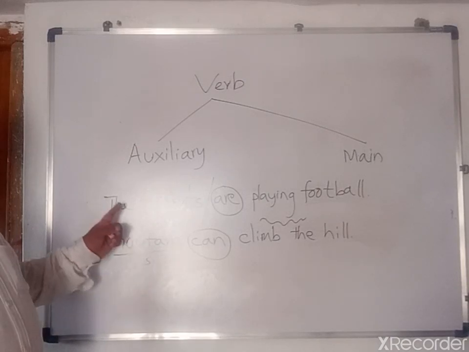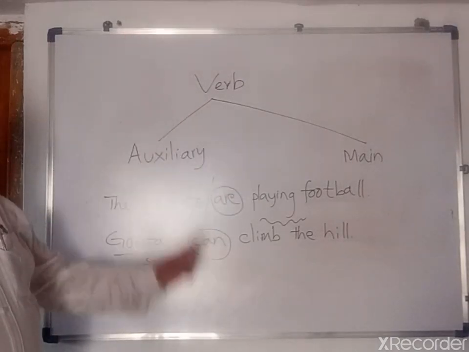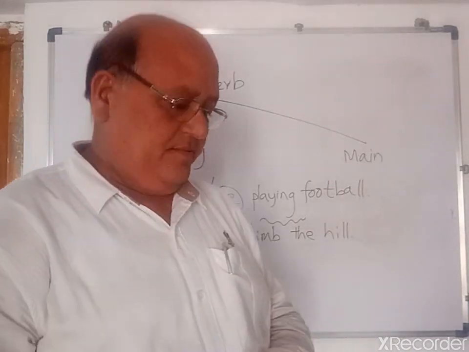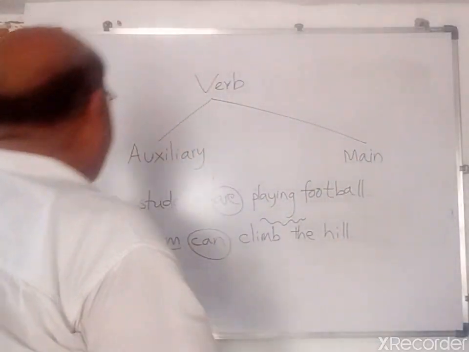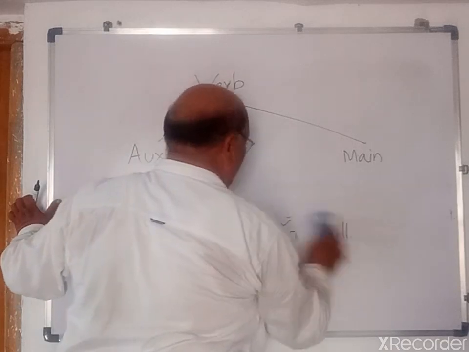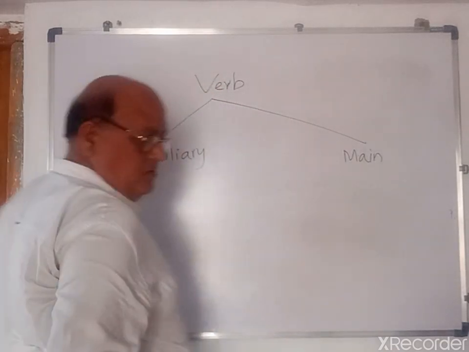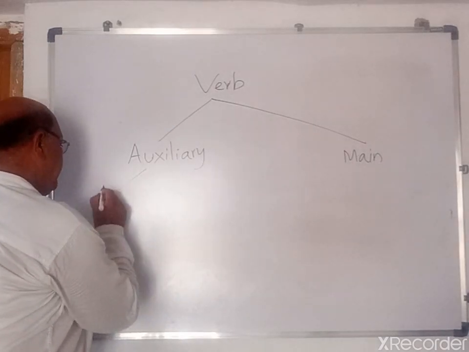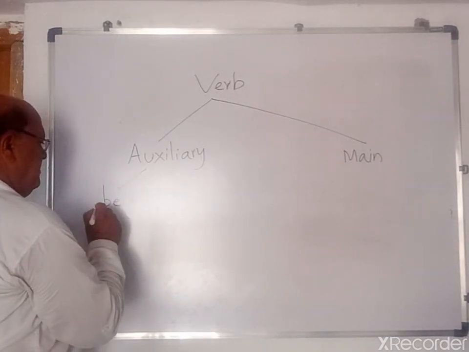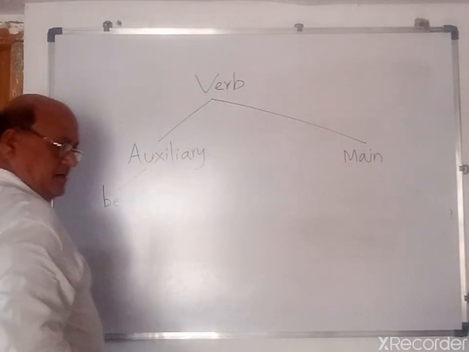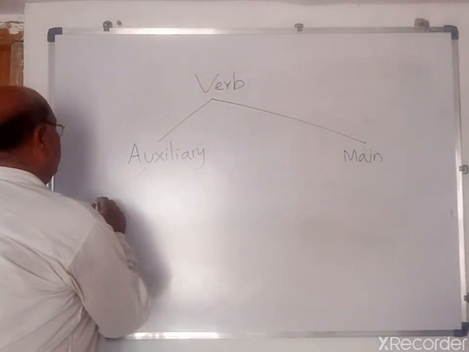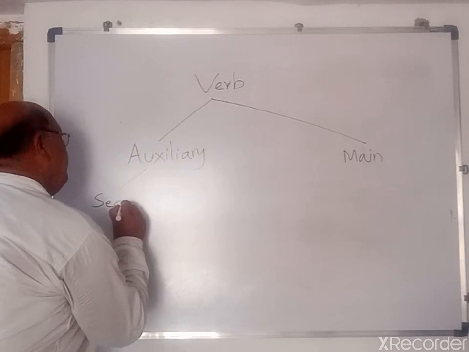See. So are is one type, can is one type. We have different names in grammar. Auxiliary can be divided into two groups. That is the B type, or this is called, the first one is secondary.